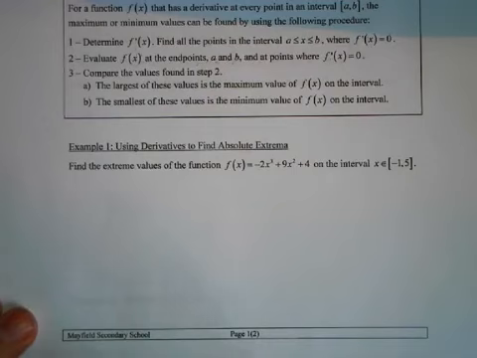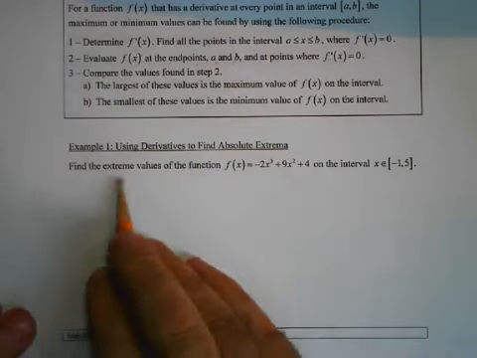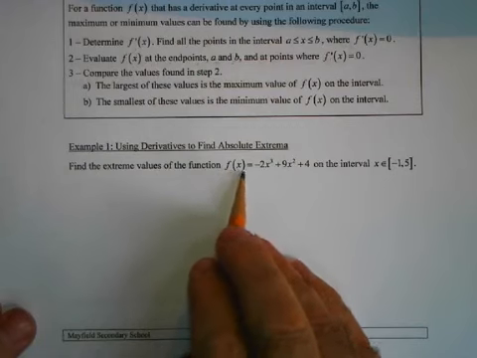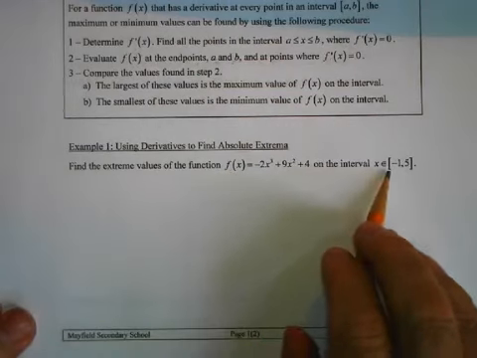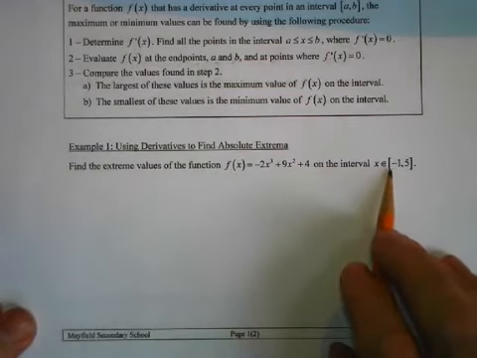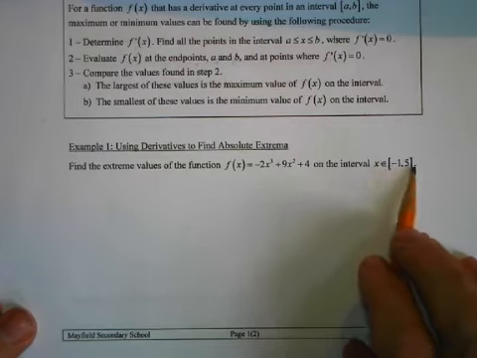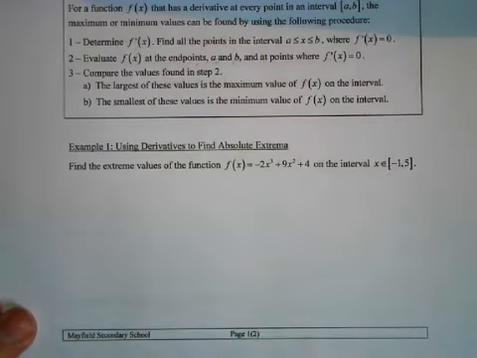so hopefully it makes sense to you. Okay, so find the extreme values for this function f of x, a cubic, on the interval between x's between -1 and 5. You notice it includes those two values. The intervals always will include those.